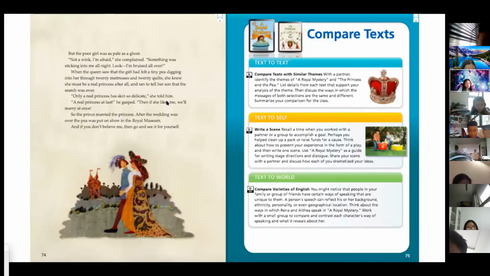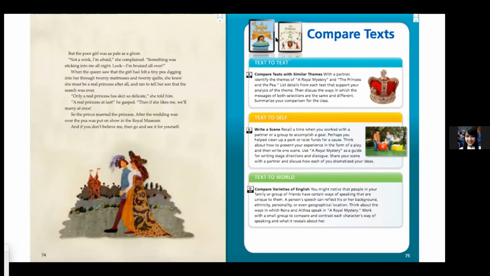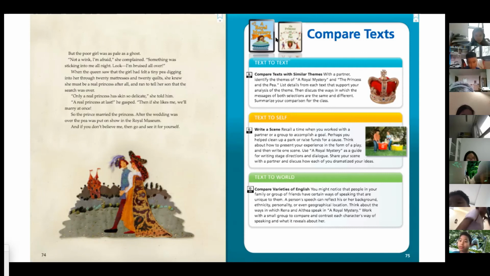But the poor girl was as pale as a ghost. Not a wink, I'm afraid, she complained. Something was sticking into me all night. Look, I'm bruised all over. When the queen saw that the girl had felt a tiny pea digging into her through 20 mattresses and 20 quilts, she knew she must be a real princess after all, and ran to tell her son the search was over. Only a real princess has skin so delicate, she told him.